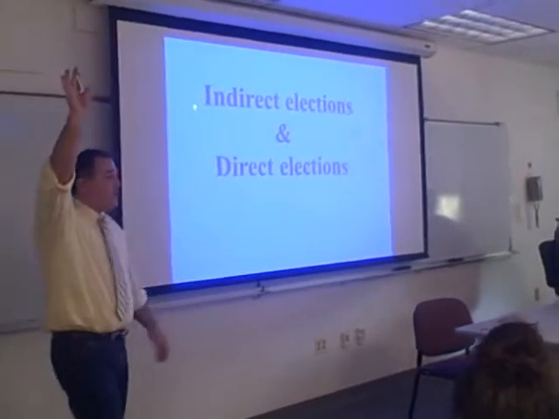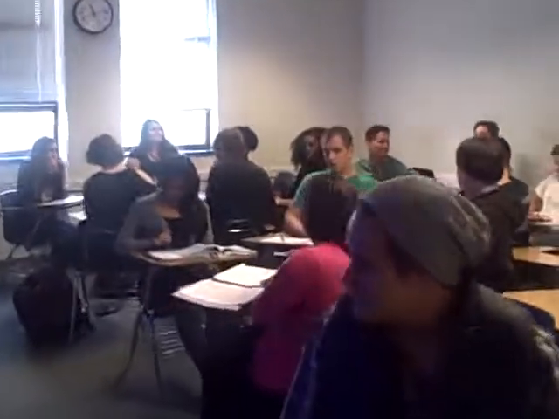Indirect and direct elections. What are those? Go ahead. So indirect elections is when the voters vote for a party and the party chooses the candidates who win.